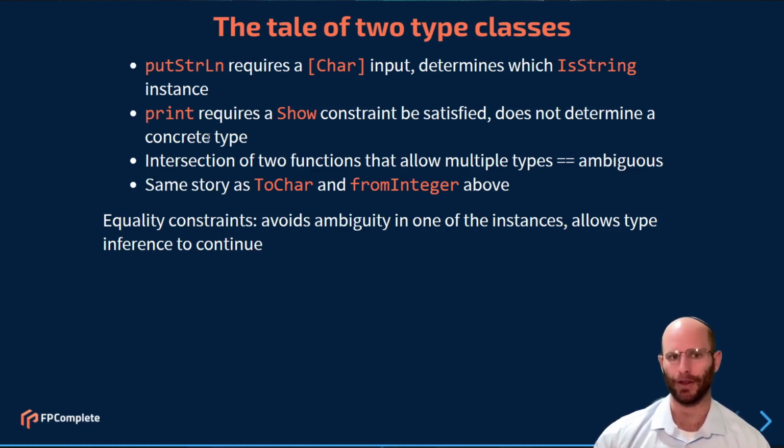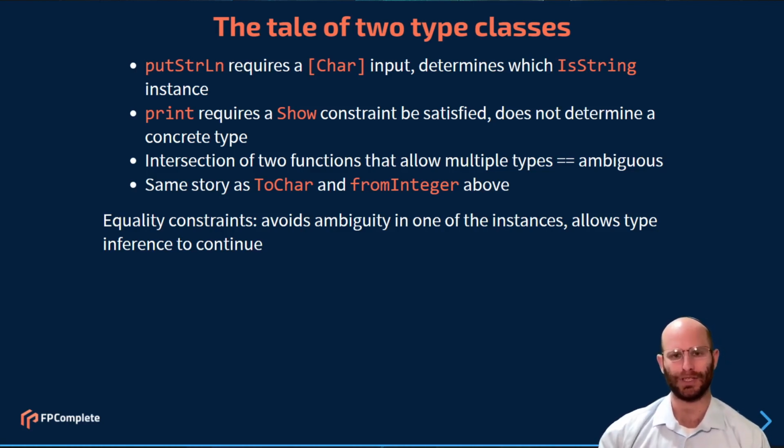Print relies on the Show type class. That is the constraint on the input to print. But it doesn't give us a concrete type. And now we have the intersection of two different non-concrete types. On the one hand, we have a requirement from the fromString method saying, hey, this thing has to be an implementation of IsString. And from print, we have a constraint, hey, this thing has to be an implementation of Show.